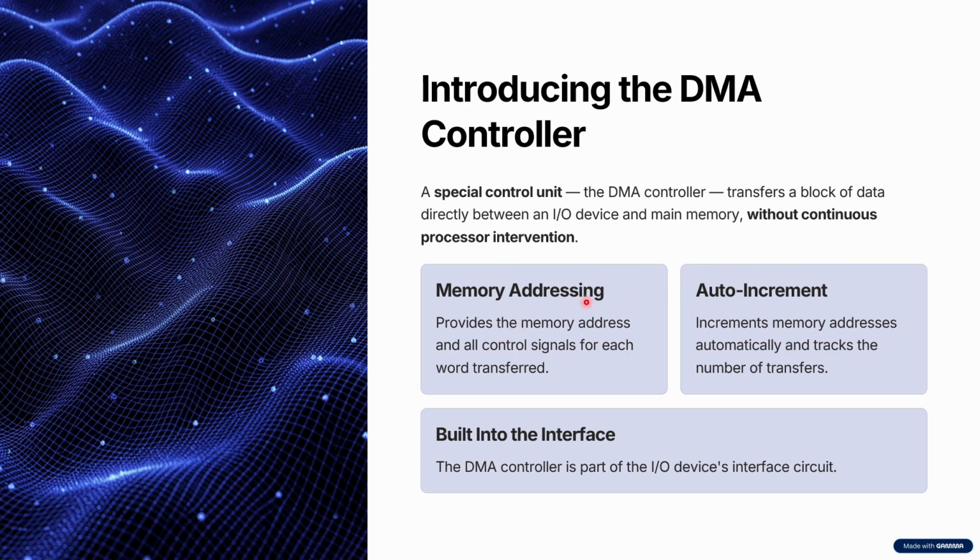So the first is memory addressing. It provides the memory address and all the control signals for all the words transferred. And there is no PC, MAR, MDR needed for the memory addressing. There will be auto increment for every memory address, and it tracks the number of transfers. So it is built into the interface, present inside the interface.